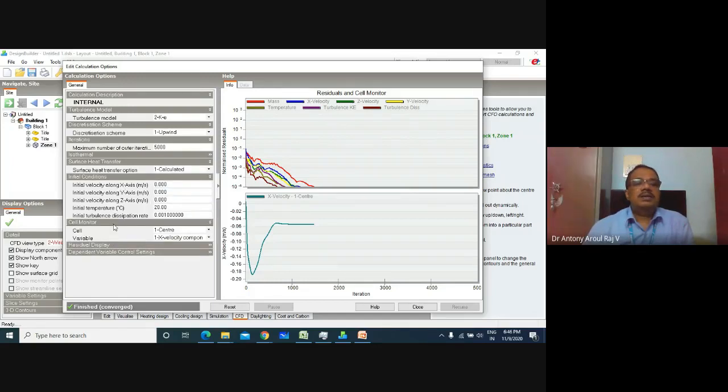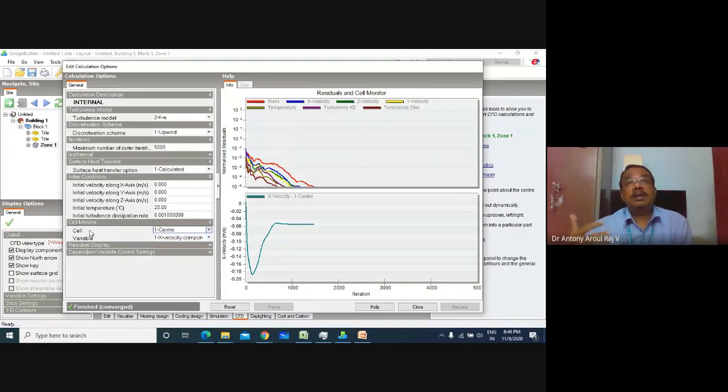What is the cell monitor? Inside the domain, you select some point and there you monitor the variable. The variable we are taking here is the x velocity, so we are monitoring the x velocity only. If the value of x velocity becomes constant, that is correct. If you are getting a constant value, it means the solution has become iteration independent. That is why we are monitoring the cell.